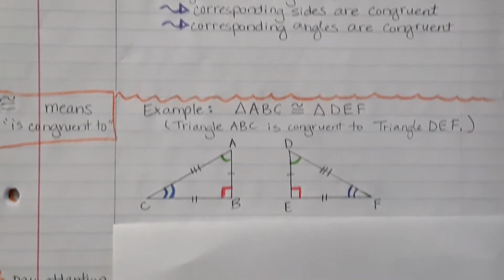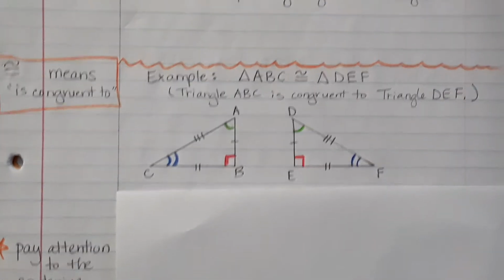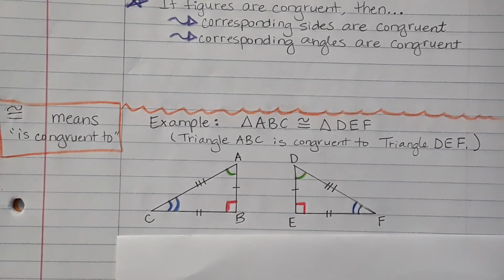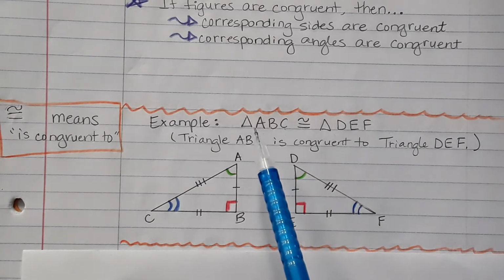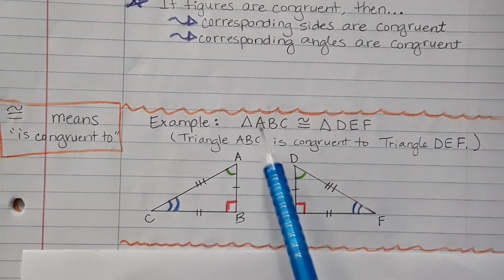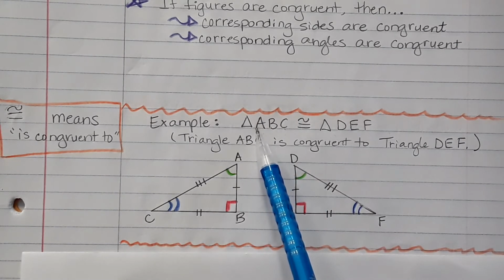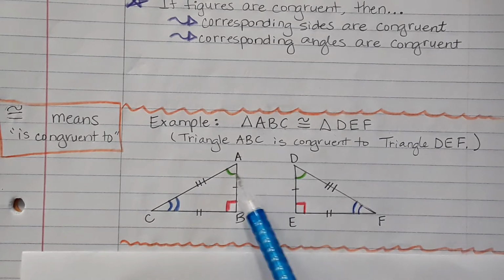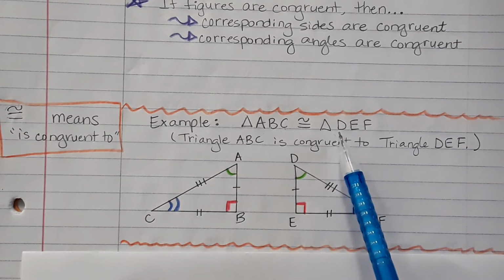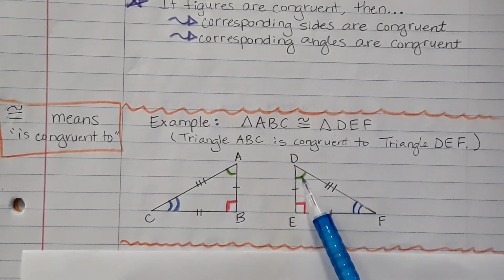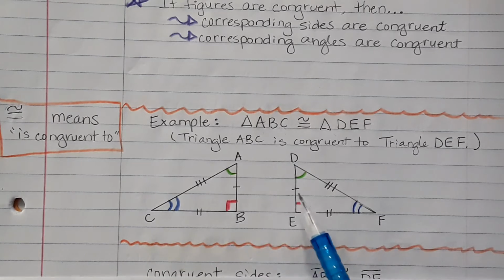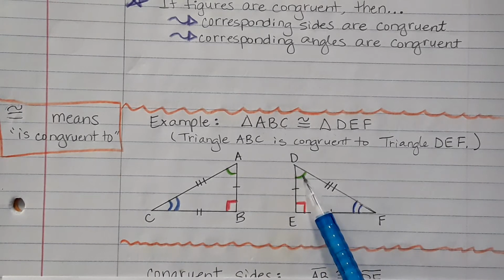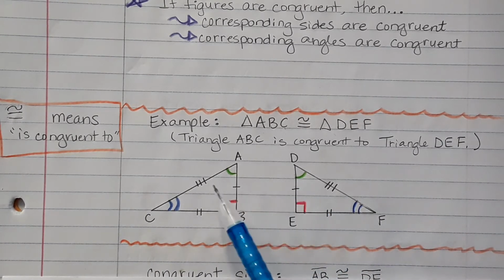Here is my picture. You can be given a problem of this type with or without the picture, because I know triangle ABC, A is listed first. Here is angle A. Triangle DEF, D is listed first. Here is angle D. Therefore, angle D is going to be congruent to angle A. Angle A and D are congruent.